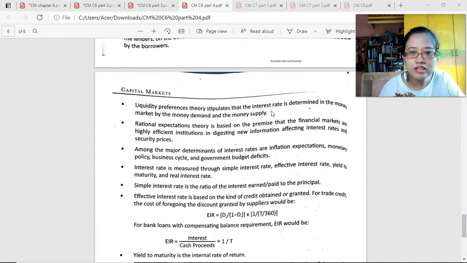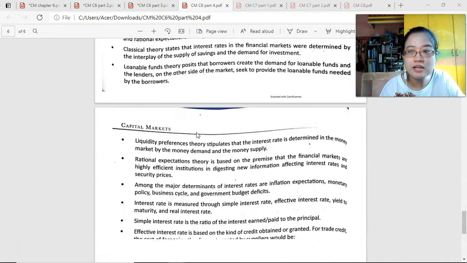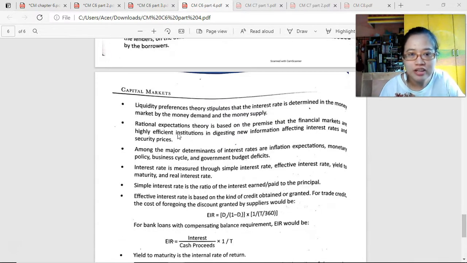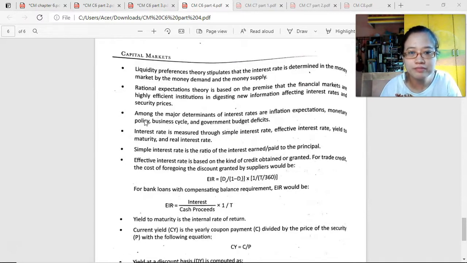Liquidity preference theory stipulates that the interest rate is determined in the money market by the money demand and the money supply. Essentially, all of them have something to do with supply and demand. Okay. Rational expectations theory is based on the premise that the financial markets are highly efficient institutions in digesting new information affecting interest rates and security prices. Okay, so this one is more on the availability of new information that would affect decisions. Okay? Among the major determinants of interest rates are inflation expectations, monetary policy, business cycle, and then government budget deficits.